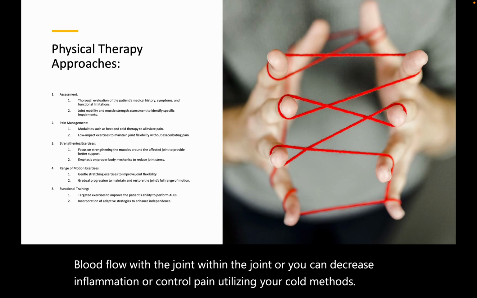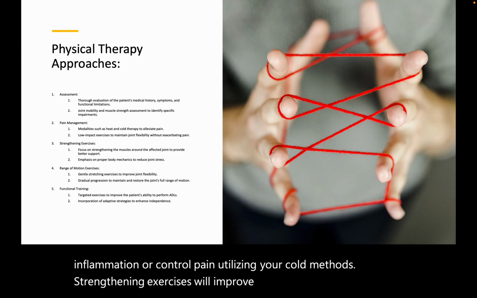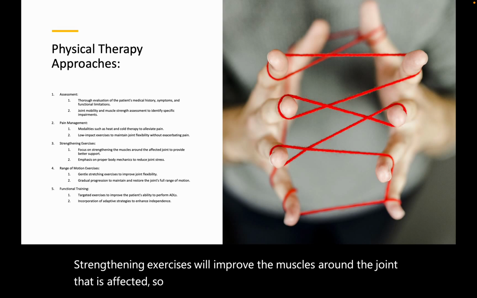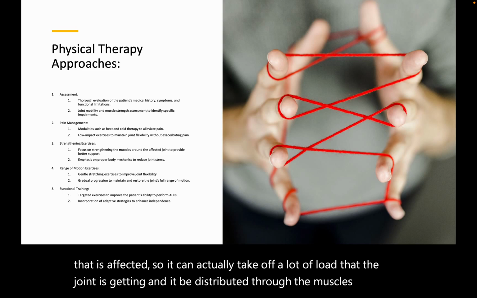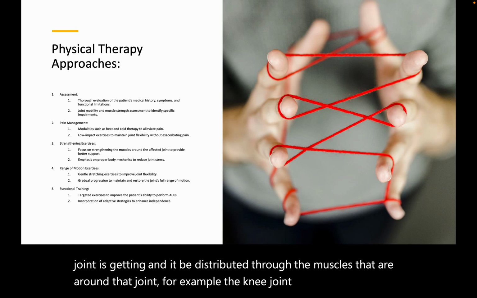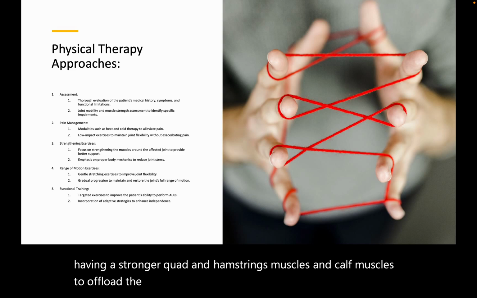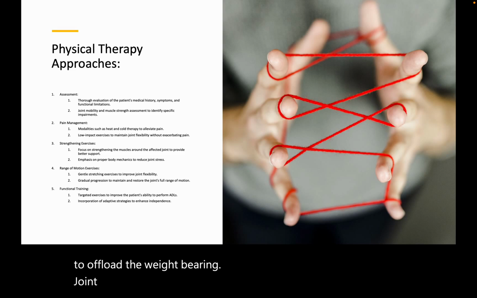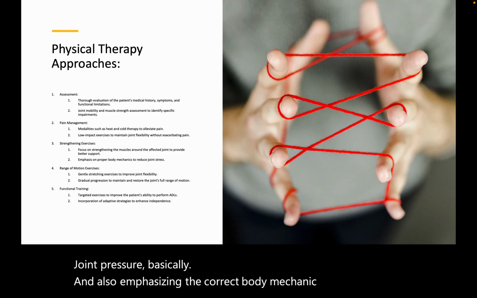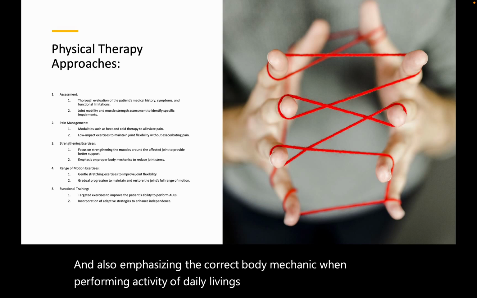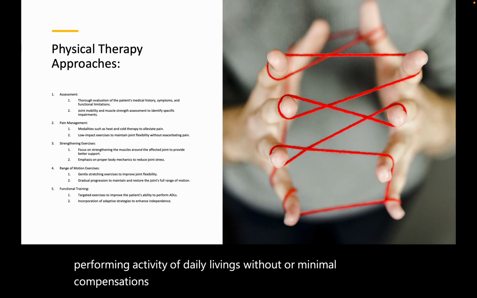Strengthening exercises will improve the muscles around the affected joint, so it can actually take off a lot of the load that the joint is getting and distribute it through the muscles around that joint. For example, the knee joint can be supported by having stronger quad, hamstring, and calf muscles to offload the weight bearing joint pressure, basically. And also emphasizing correct body mechanics when performing activities of daily living, without or with minimal compensations, will also improve joint stability with those patients.